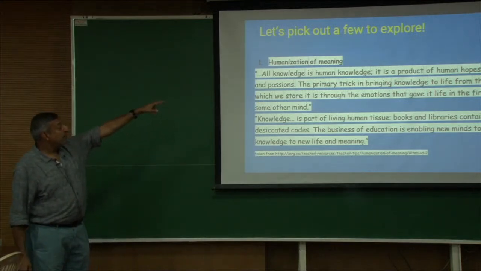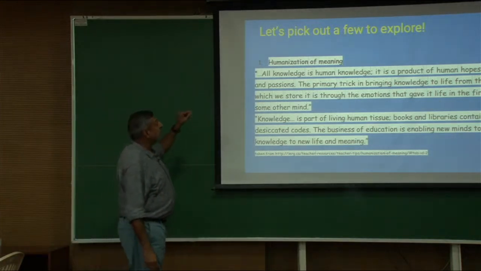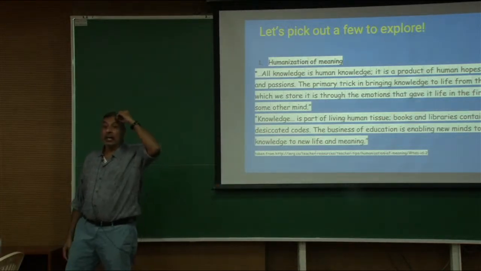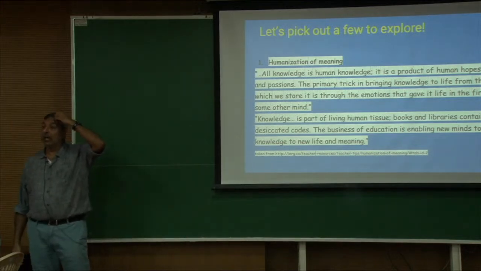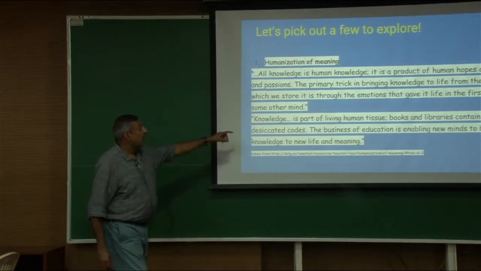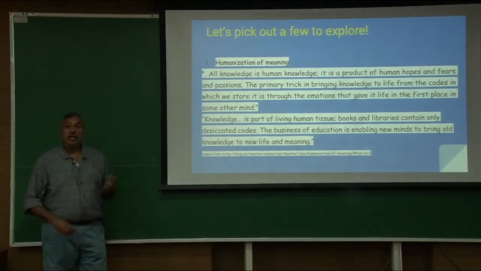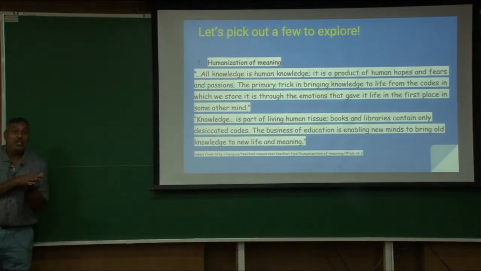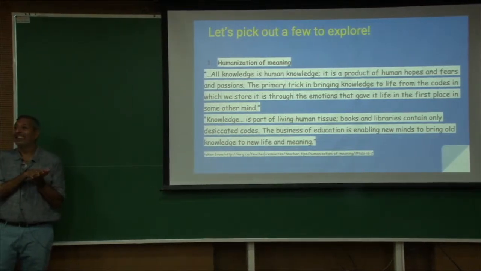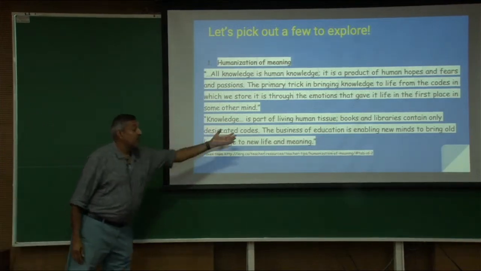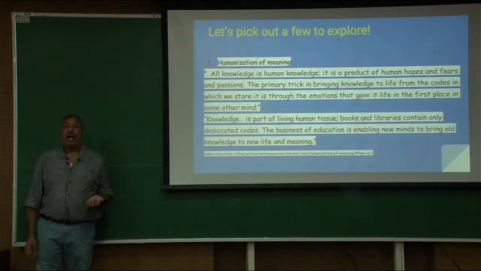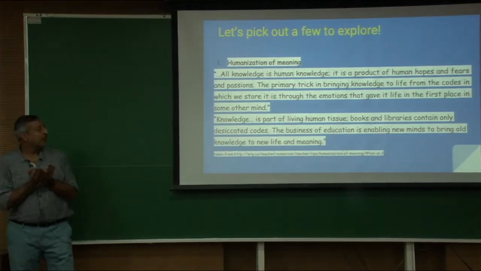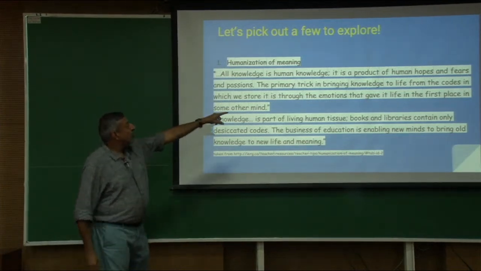And that's why this particular quote really emphasizes this idea that knowledge is a part of living human tissue, because it's part of our brain cells. Our brain cells are living tissue. What's in books and libraries is dead wood. Okay? Paper used to be a tree at one time, it's not any longer. It's dead. But to bring it to life, it's not enough just to open that book and read it. Okay? It's the emotions that are important.